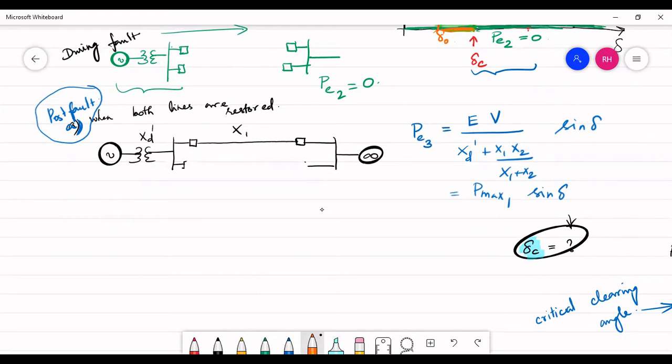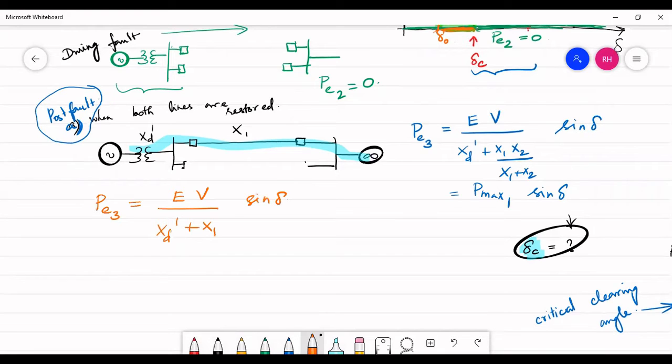That is, the healthy line alone is restored and the faulty section or the faulty line is removed out of service. So under this case, PE3 happens to be equal to EV divided by Xd' plus X1. So Xd' plus X1 is the value of reactance where you have the flow of current, and hence you write it as PE3 is equal to EV divided by (Xd' plus X1) into sine delta.